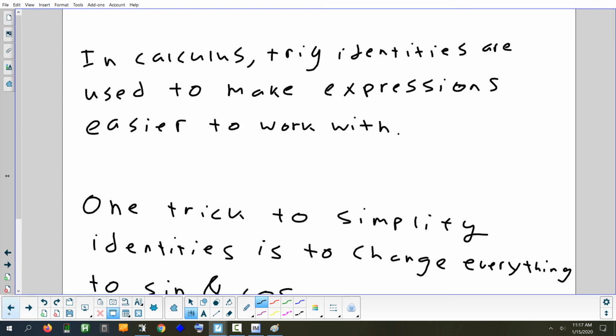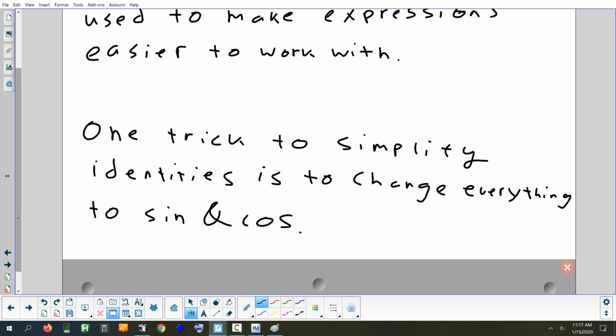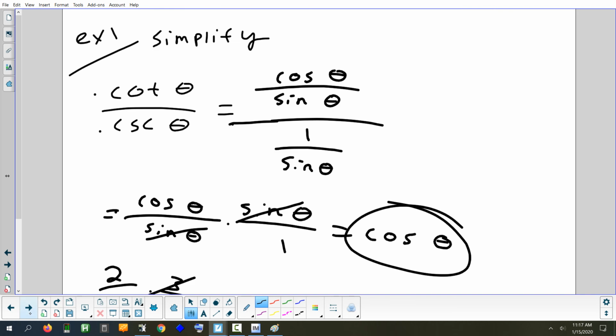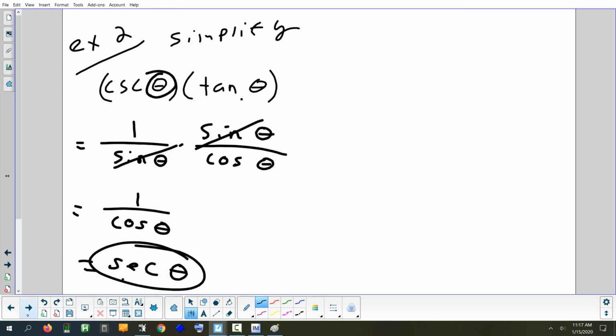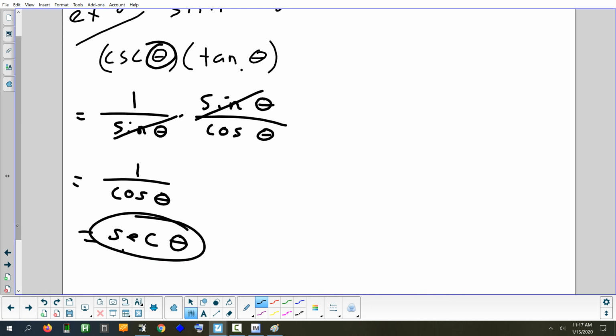What we end with depends on the problem, but what we started with was changing everything to sine and cosine. You don't always have to end with sine and cosine. In fact, sometimes you might end up with just a number. Some trig identities simplify to a number, like 2. Something special has to happen to get a number.